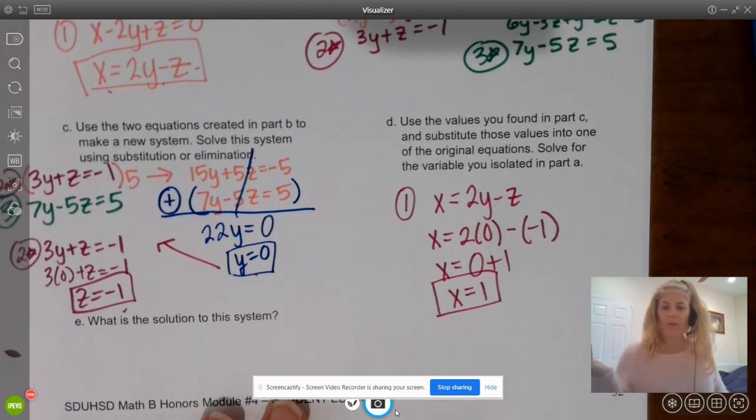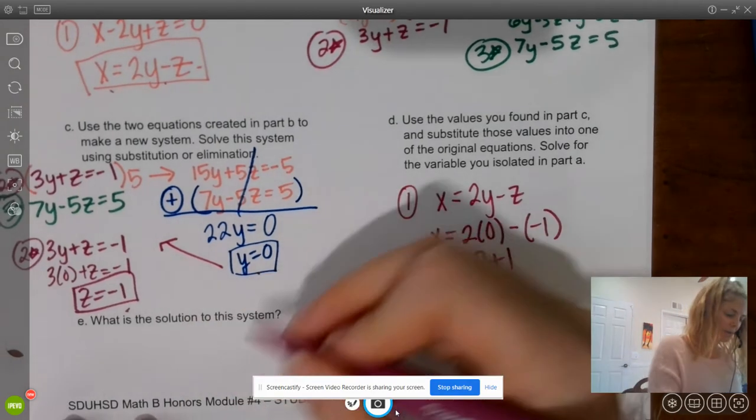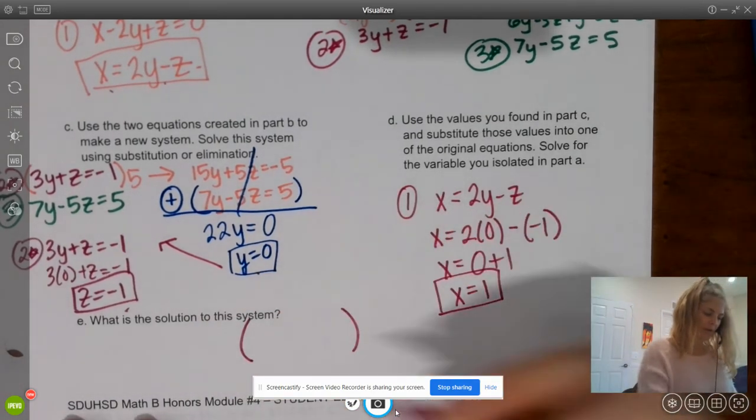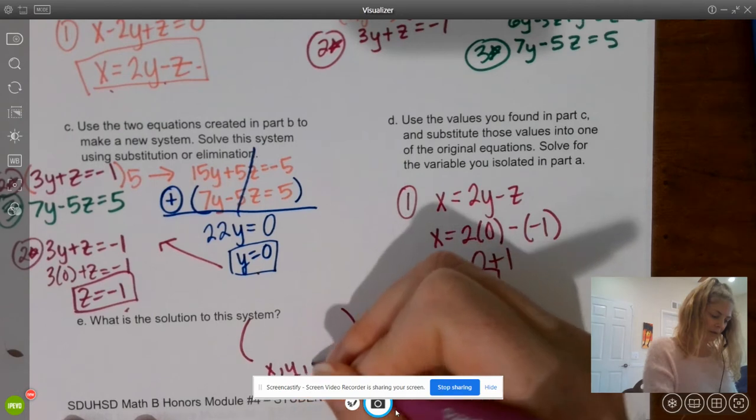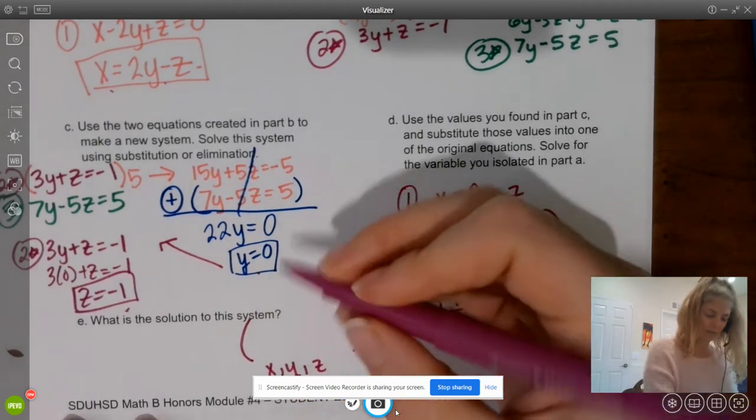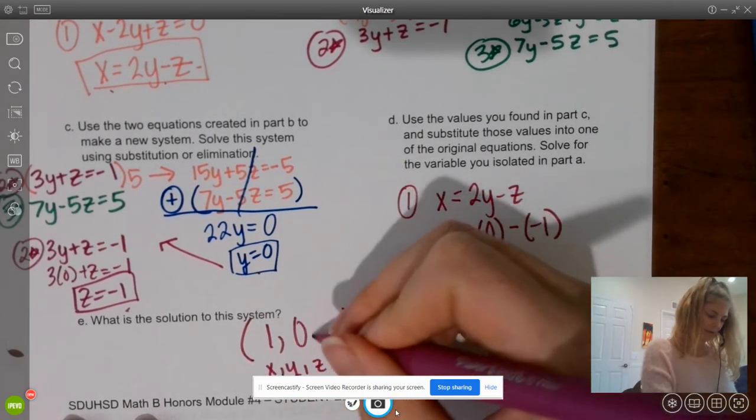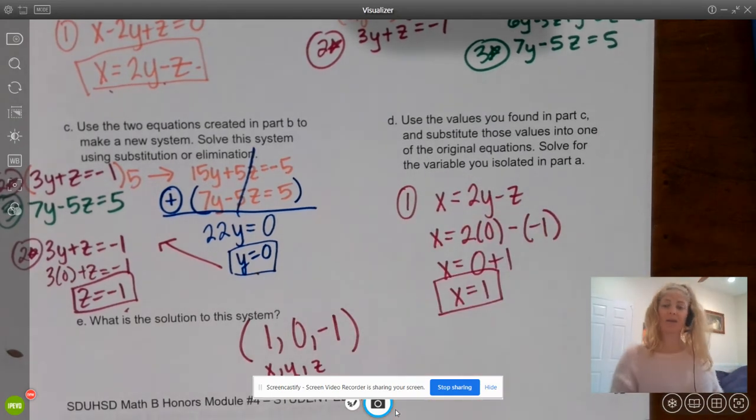Now, what's the solution? We did all that work. Do not stop here. Our solution, remember, is the ordered triple, and it's going to go x, y, z. So this is going to be 1, 0, -1. And we could verify by substituting into the original equations, and all of them will be true, just like in number 1, parts A and B.